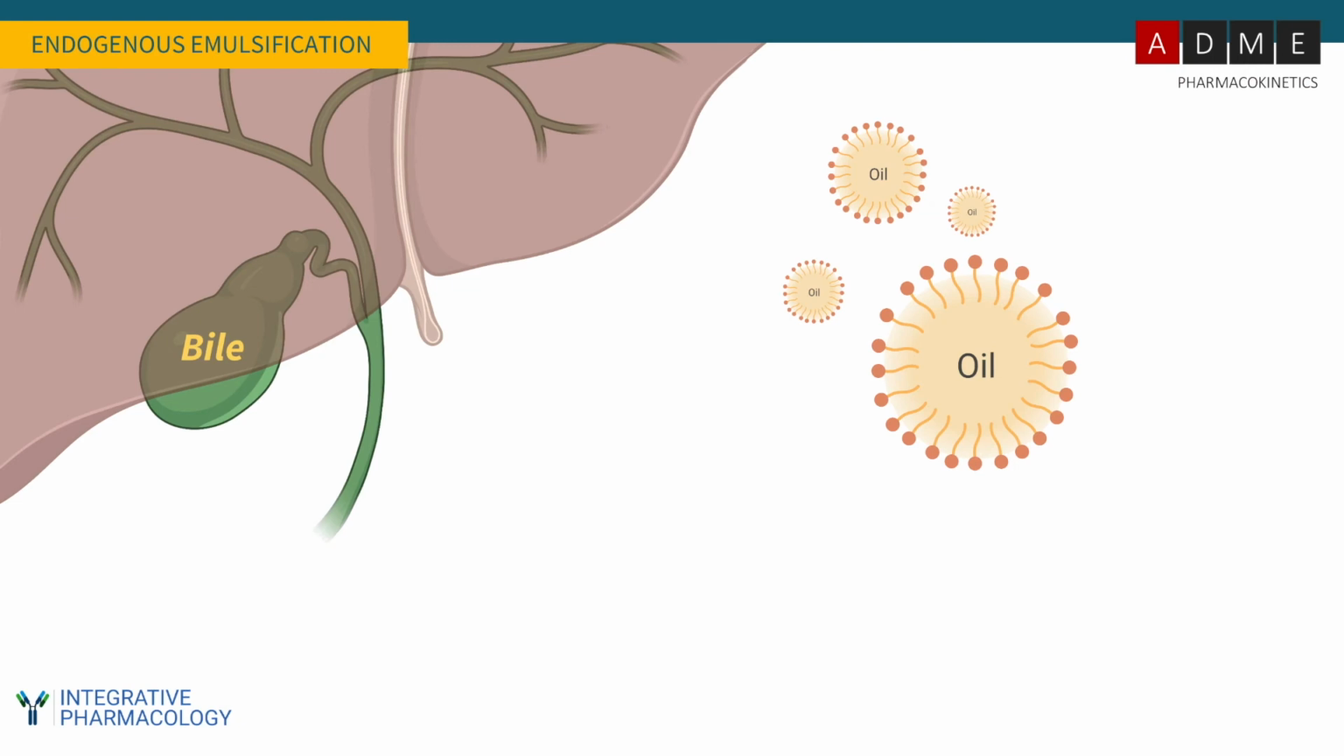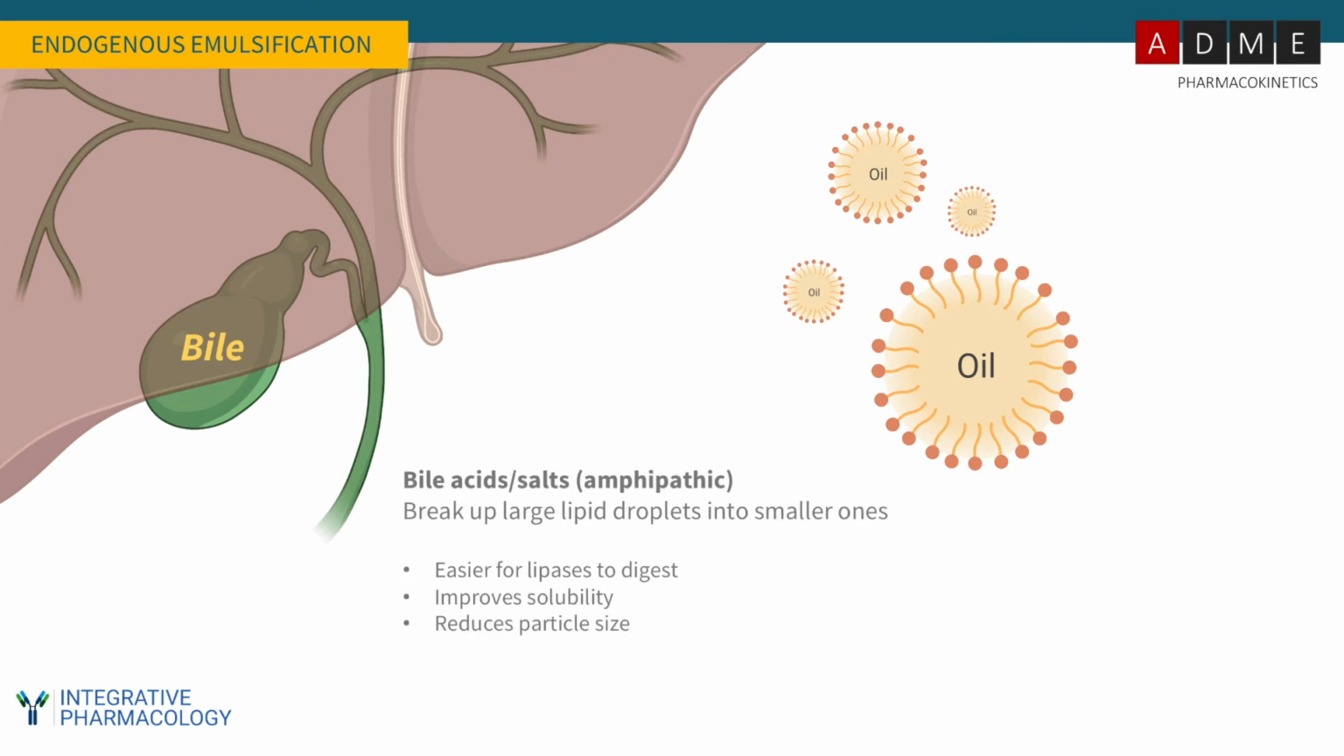So nature has its own way of solving the solubility problem for fat-soluble vitamins and other nutrients. The liver produces bile, which is stored in the gallbladder and released into the small intestine. And bile salts are amphipathic, so they have a lipid-soluble and a water-soluble component. And that allows them to break up large lipid droplets into smaller ones. And that makes the droplets easier for digestive enzymes, or lipases, to access and digest. So this process not only improves solubility, but it reduces particle size.